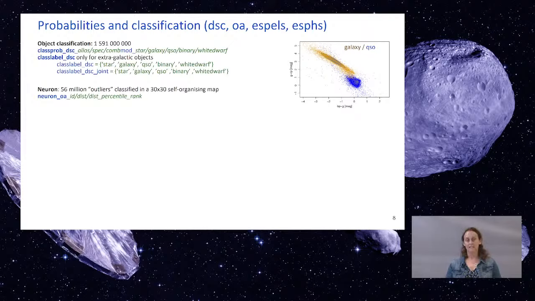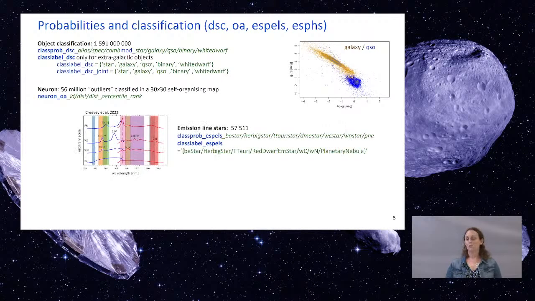The second type of classification is what we call a neuron. From DSC, the 56 million sources that were the worst classified were analyzed by the outlier analysis team in a self-organizing map. They produce neurons, so they cluster all of these outlier objects into 30 by 30 different neurons. You will also find this information in the astrophysical parameters table, but there is more information from outlier analysis, which I'll explain in the next slide.